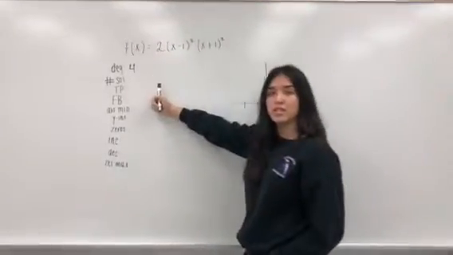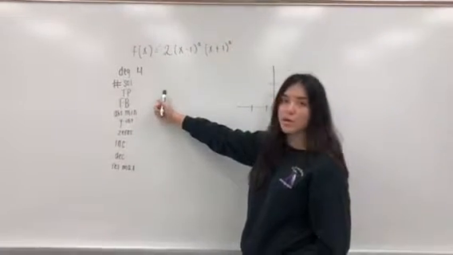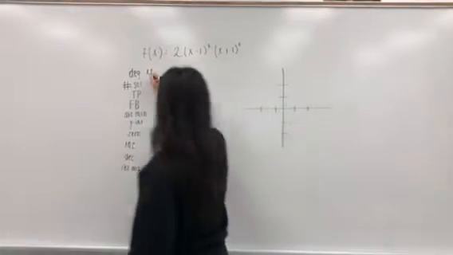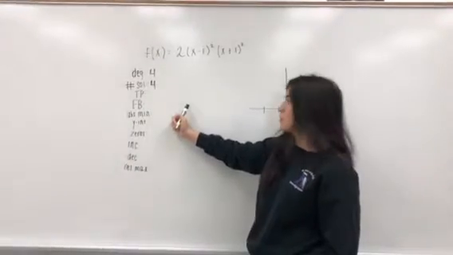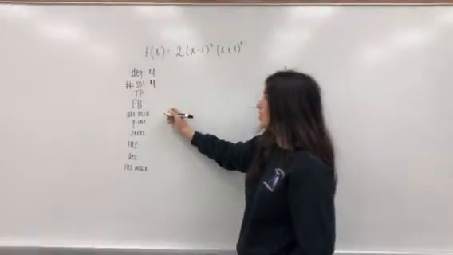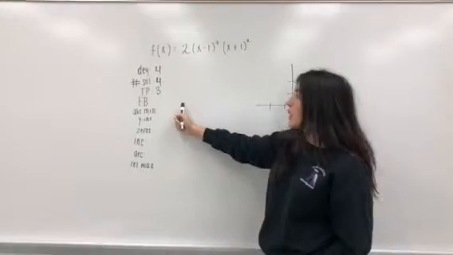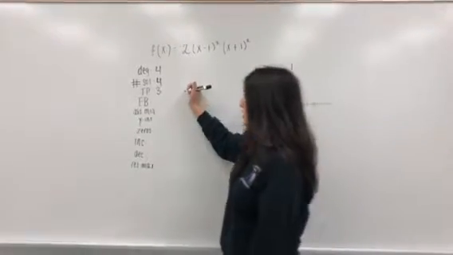The number of solutions is also 4 due to the FTA, which says that any polynomial function of degree n will have exactly n solutions. The amount of turning points is n minus 1, which is 4 minus 1, so we have 3. Our end behaviors are rise to the right and rise to the left, because this is an even degree function.